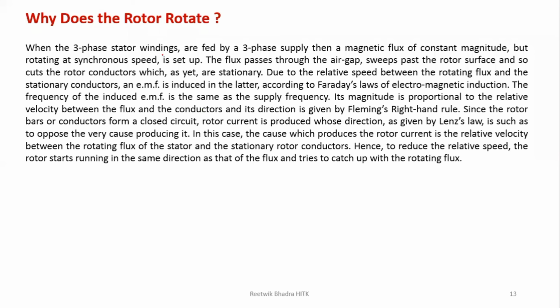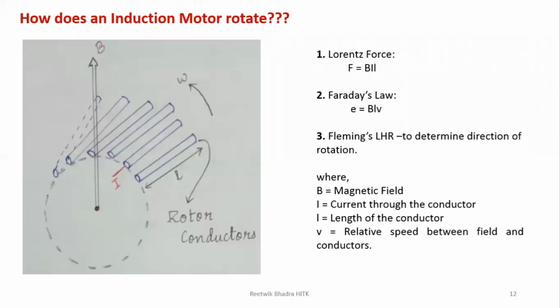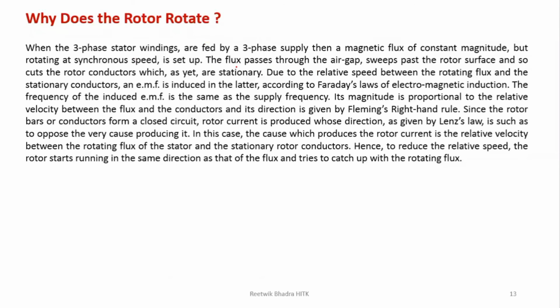When the three-phase stator windings are fed by three-phase supply, a magnetic field is produced of constant amplitude but rotating at synchronous speed. So a B is set up, a magnetic field is set up which rotates at synchronous speed ns. Just now we have discussed. The flux passes through the air gap and sweeps past the rotor surface.